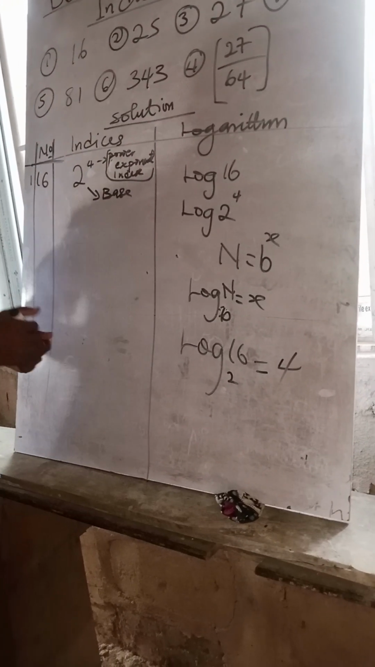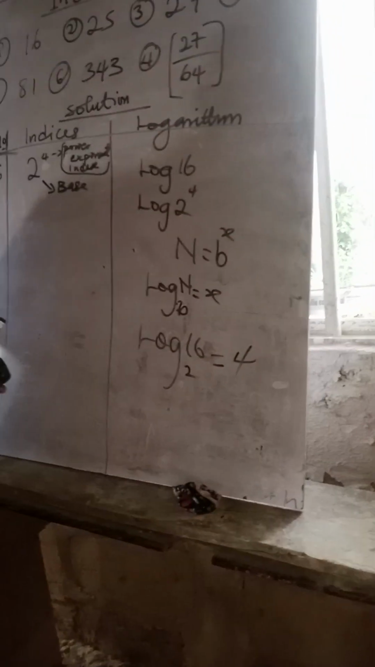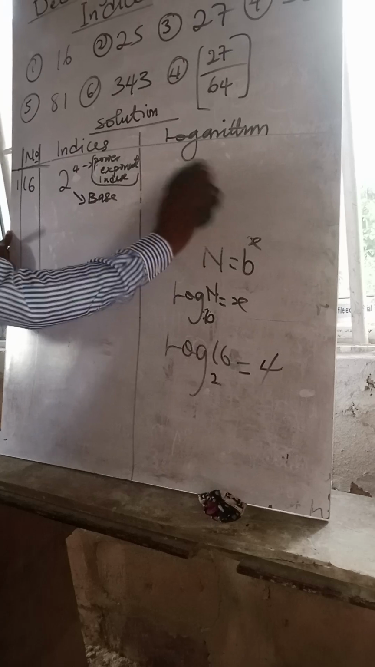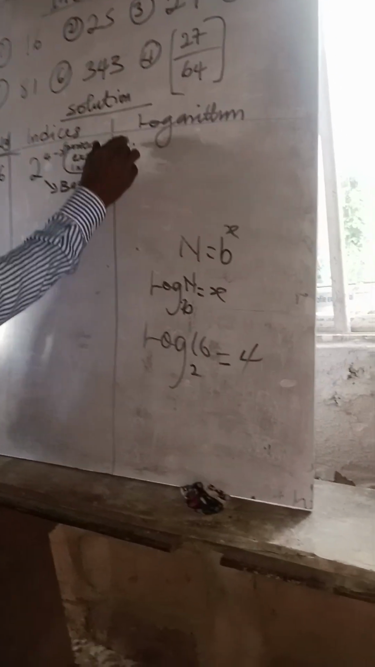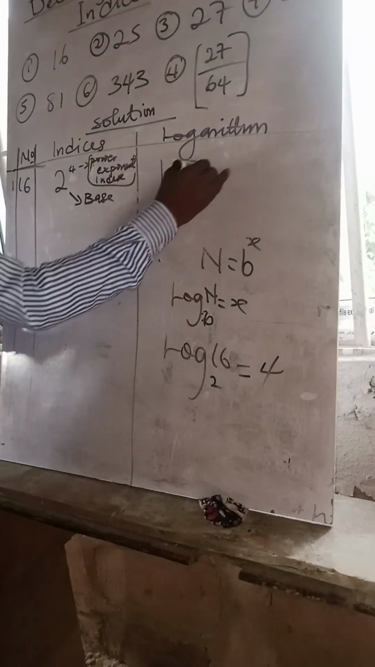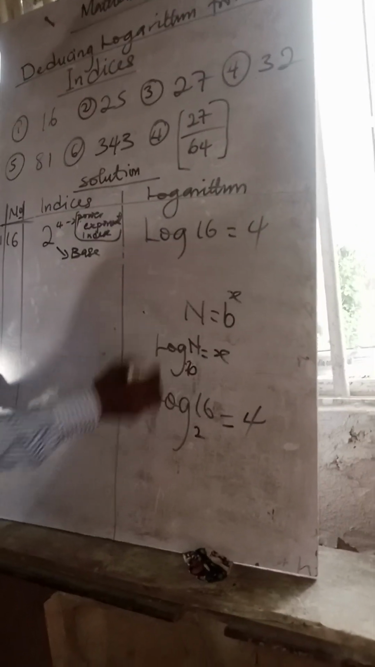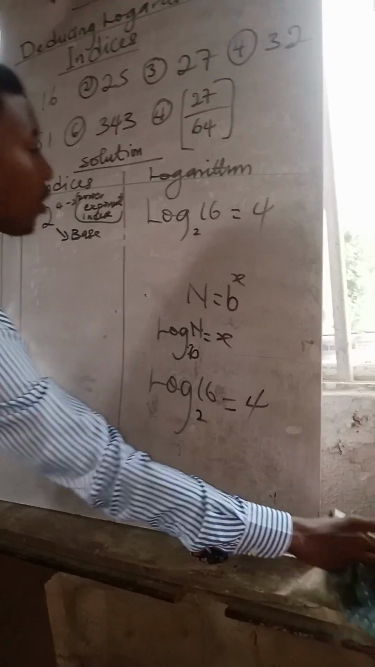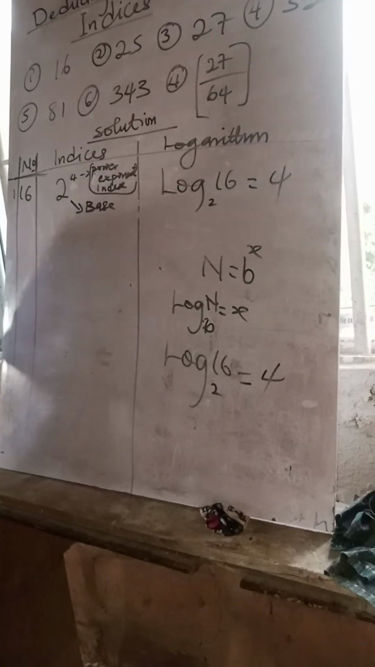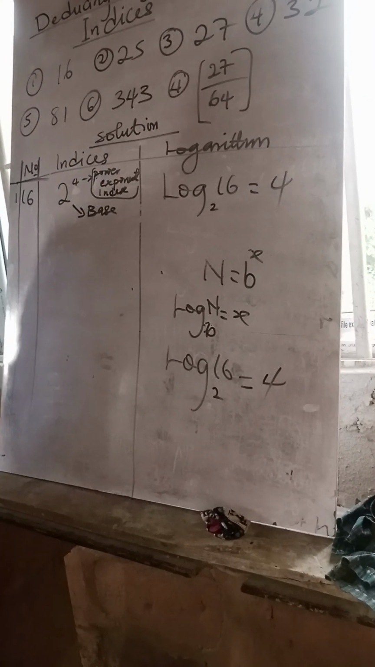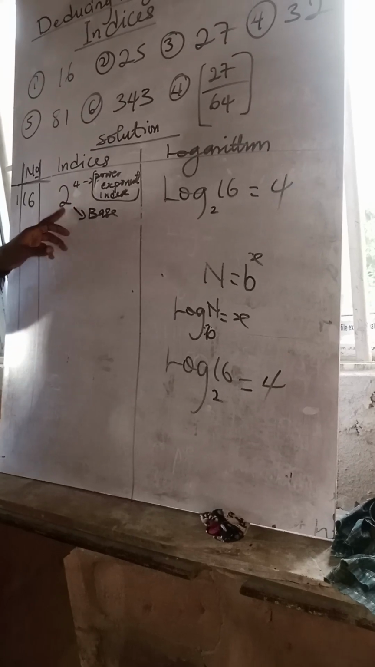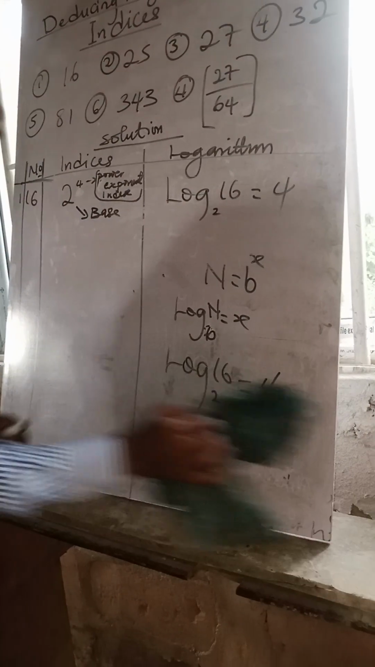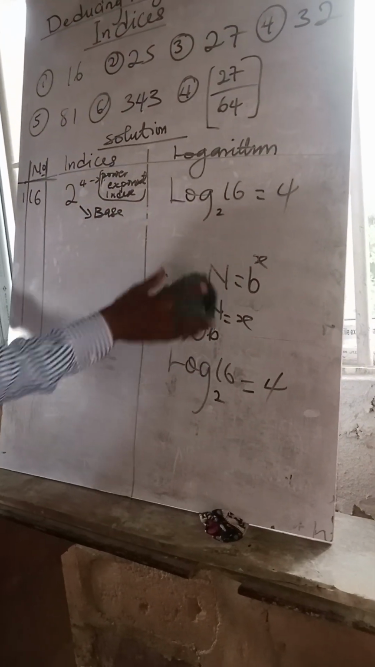So we can quickly say at this point that under log, log 16 is going to give us 4 base 2. That is 2 raised to the power 4. This time around, the base 2 will come here and it becomes equal to 4. And what is the reason? Why do we say that log 16 to base 2 is going to give us 4?